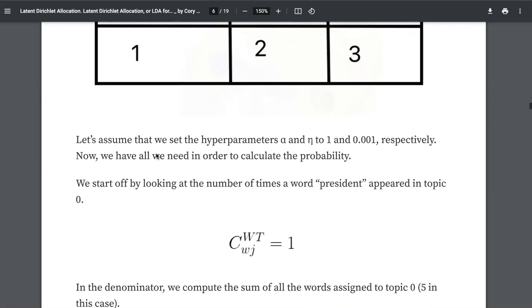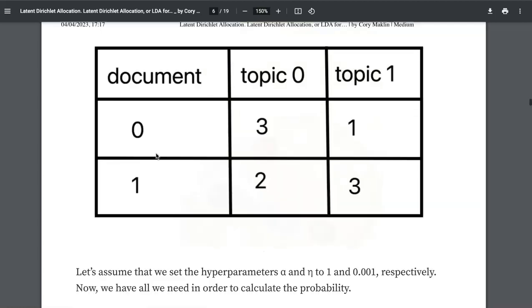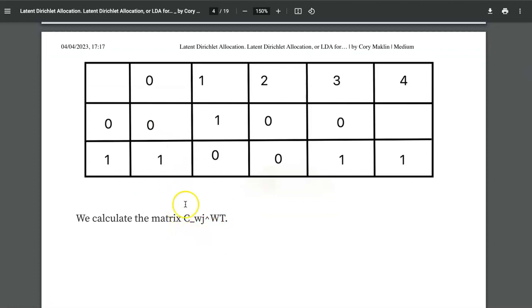Now what do you want to know? You want to check the probability for each of these classes again, to check whether this assignment is correct or not, because you assigned these values randomly. After calculating this WT matrix and DT matrix, you again use the WT and DT matrices to reassign the values for each individual word. So how will you do that?